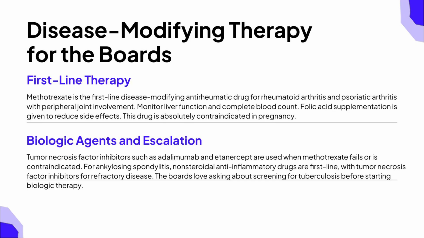For escalation therapy, tumor necrosis factor inhibitors such as adalimumab and etanercept are used when methotrexate fails or is contraindicated. For ankylosing spondylitis specifically, nonsteroidal anti-inflammatory drugs are first line, with tumor necrosis factor inhibitors for refractory disease. One more high-yield pearl. The boards love asking about screening for tuberculosis before starting biologic therapy, because these drugs suppress the immune system and can reactivate latent tuberculosis.